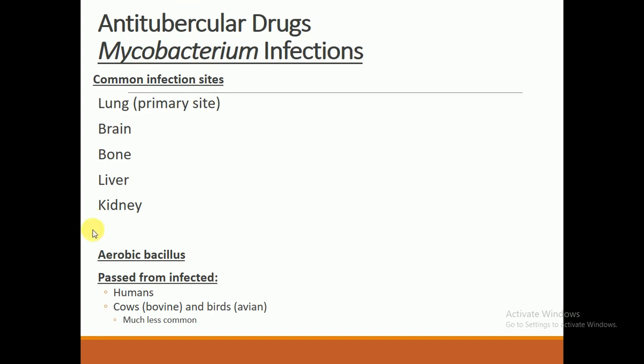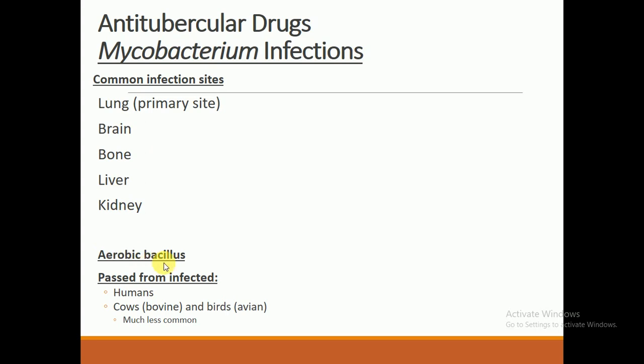So the primary site is the lung. Its initial attack is on the lung, which is called pulmonary tuberculosis, and then brain, bone, liver, and kidney. It means that other organs of the body besides the lungs may be infected by this species, called mycobacterium.